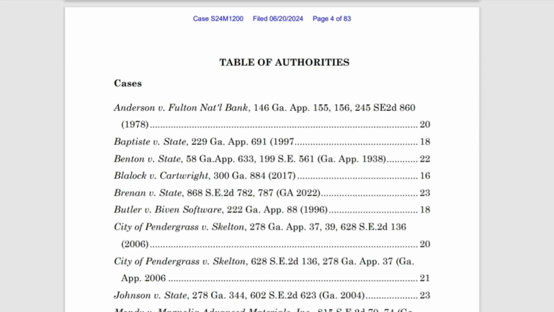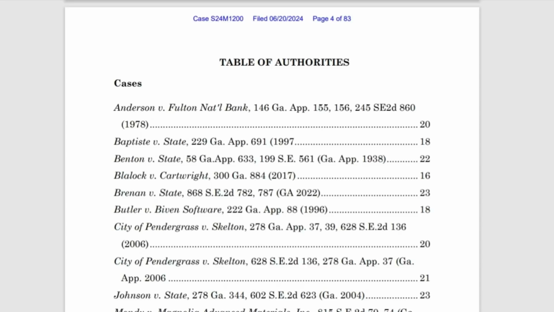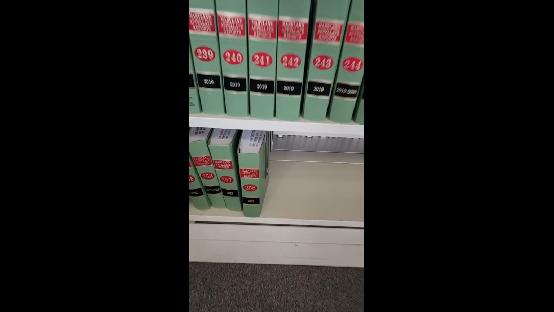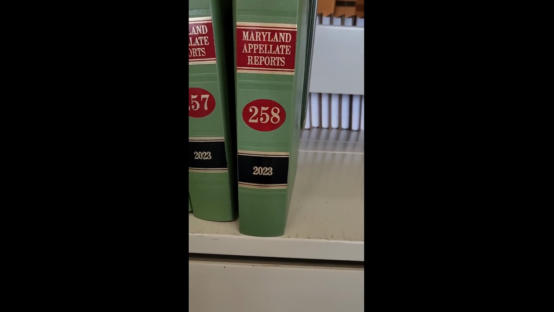After the party names comes the volume number of the reporter. This is referring to the physical book in which the case is printed. Next comes the name of the reporter. Then comes the page number on which the case starts in the reporter. Finally comes the page number on which the ruling can be found. The year the case was decided is added last. As you can see, legal citations are referring to cases printed in books.